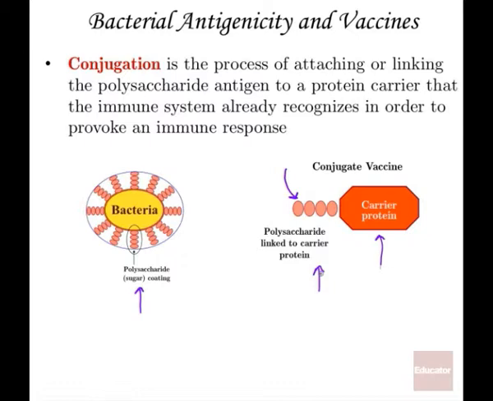And the next time the individual is infected with this particular bacteria, the immune system will launch an attack immediately because it has already recognized this bacteria as being a pathogen. So that's how parts of a bacterial structure can be utilized in relationship to developing vaccines, for instance.